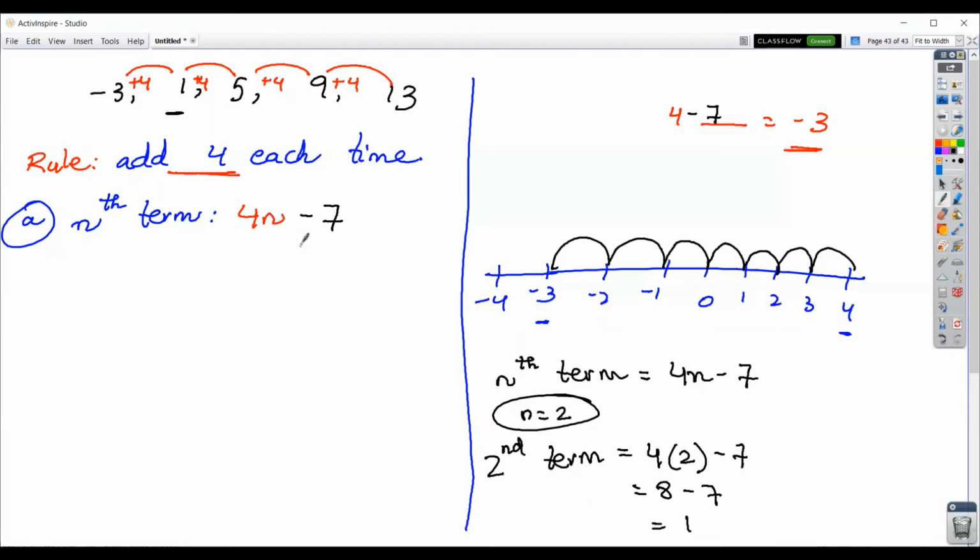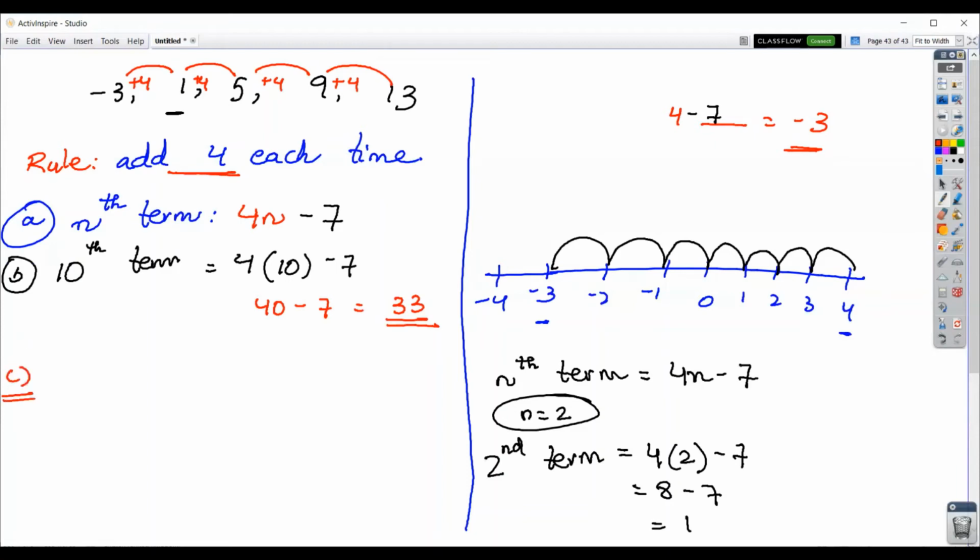Now, because we know the nth term of the sequence, they could ask us to find the 10th term of the sequence. So here I'm writing part B: find the 10th term of the sequence. To find the 10th term, you need to replace n with 10, and then there's minus 7. You do the simplification: 4 times 10 makes 40, and minus 7 would be 33. So the 10th term of this sequence would be 33.